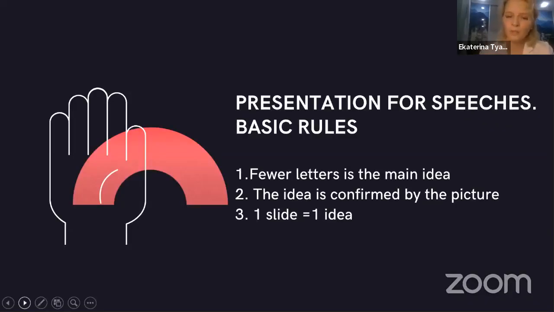So now I'm going to tell you about some basic rules for presentation for speeches. The first one, fewer letters is the main idea. When you speak to an investor or at the conference, you are the main source of information, not the slides. It is important to simply indicate some specific thought. For example, you can support us this way, or run to support us. You don't need a lot of text, graphs, and numbers. It's distracting.